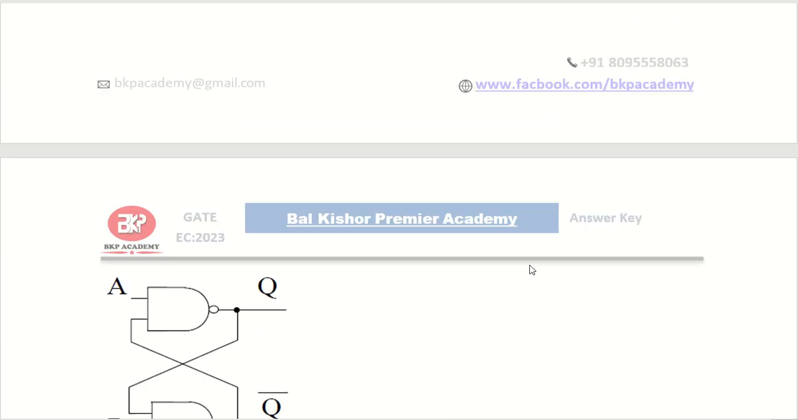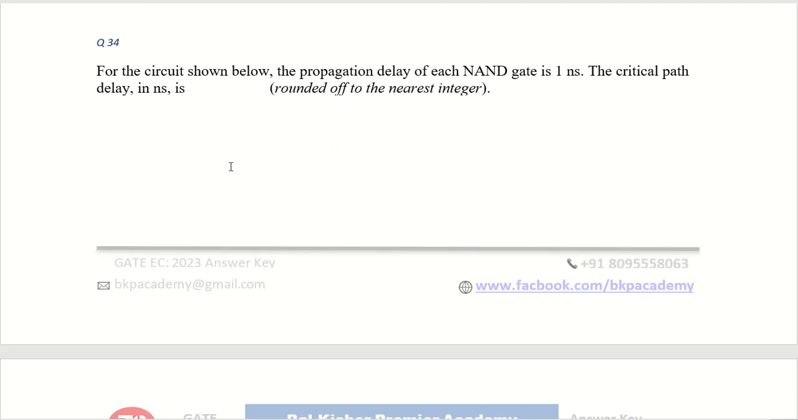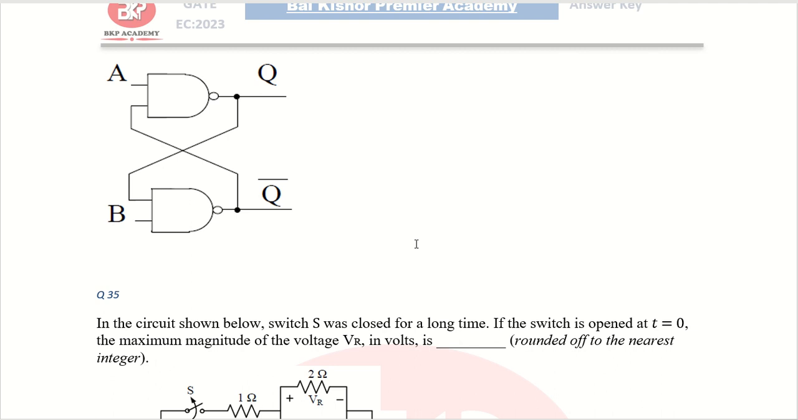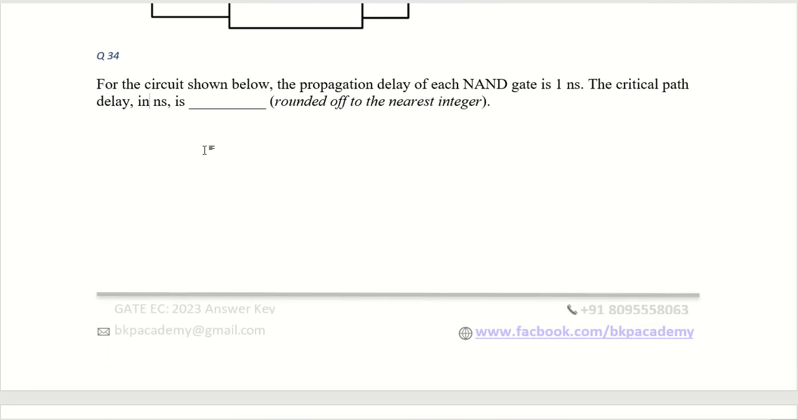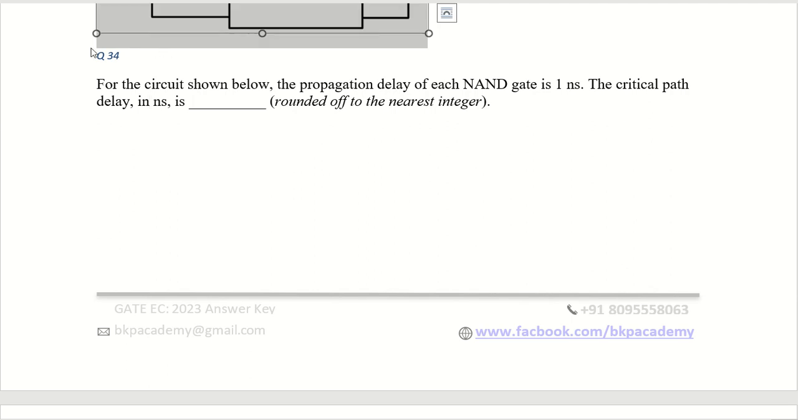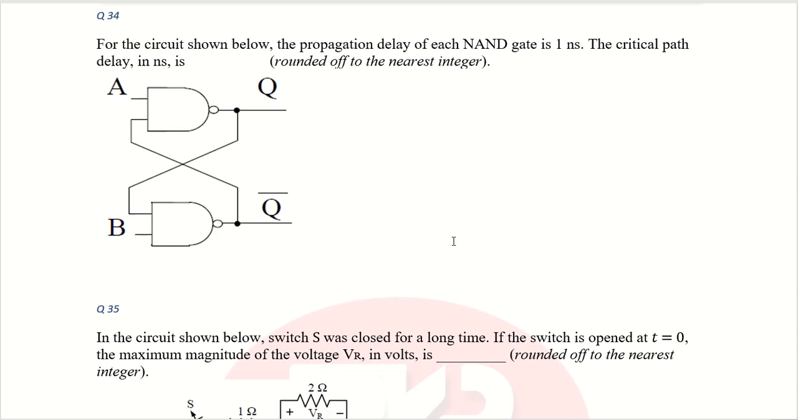Coming to question number 34. So this is again a propagation delay type of question, and I have taught you very clearly in the flip-flop topic. So this is kind of a latch. So this latch is going to give you the critical path delay in nanoseconds will be 2 nanosecond. So you have to write the answer as 2.